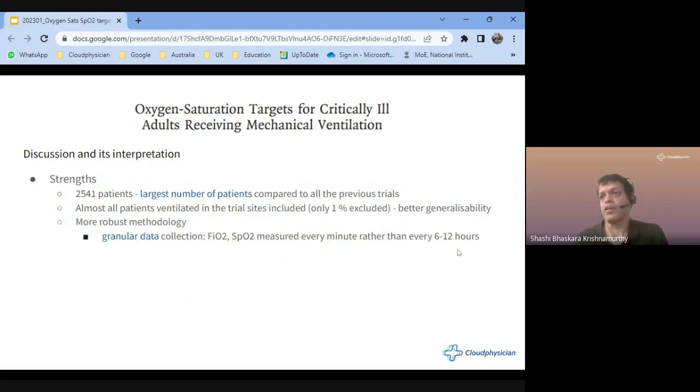The authors' conclusions were that it was one of the largest numbers of patients. Yes, they did achieve it. Again, was it necessary is questionable. And they have mentioned that only 1% was excluded, but as Akela pointed out, there was about 15% exclusion. Some of them were patients who came from home ventilated, but not mentioned in the study design. They have collected granular data every minute rather than all the previous studies, which were 6 to 12 hours apart.